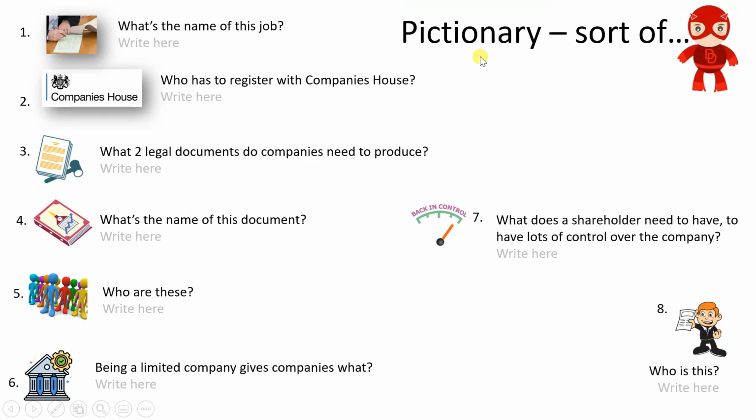Well, because I know you enjoyed the last one so much, here's another funny kind of Pictionary. Question 1. What's the name of this job that's being done in the picture? Question 2. Who has to register with Companies House? Question 3. What 2 legal documents do companies need to produce? Question 4. What's the name of this document? Question 5. Who are these? Question 6. Being a limited company gives companies what? Question 7. What does a shareholder need to have lots of control over the company? Question 8. Who is this?